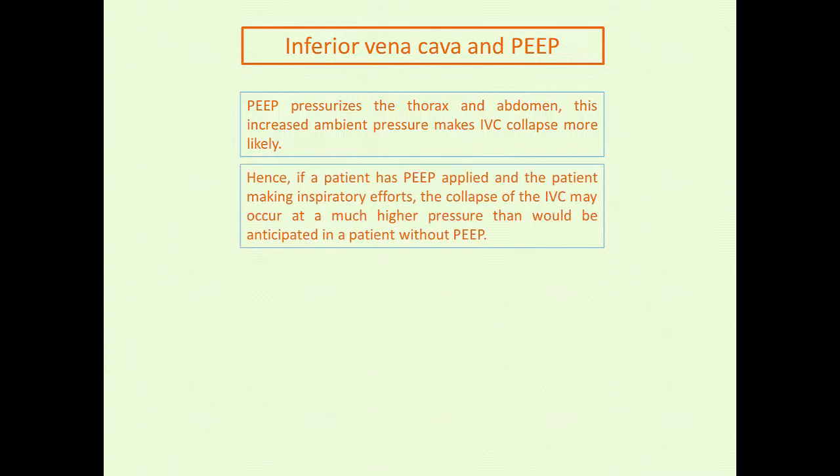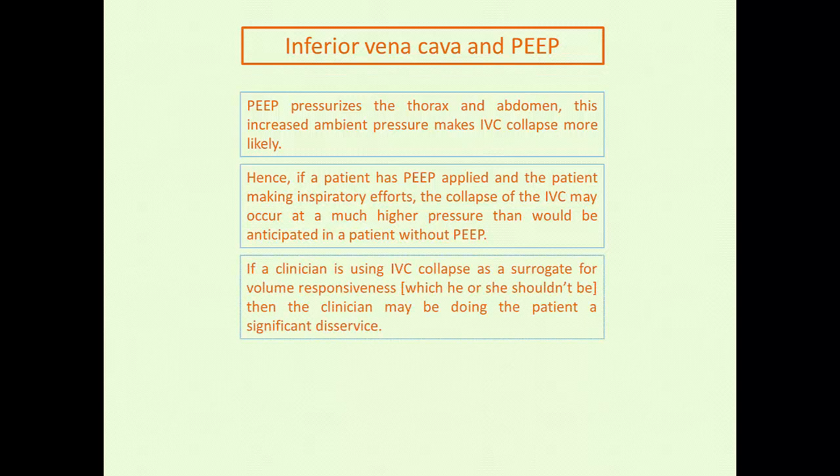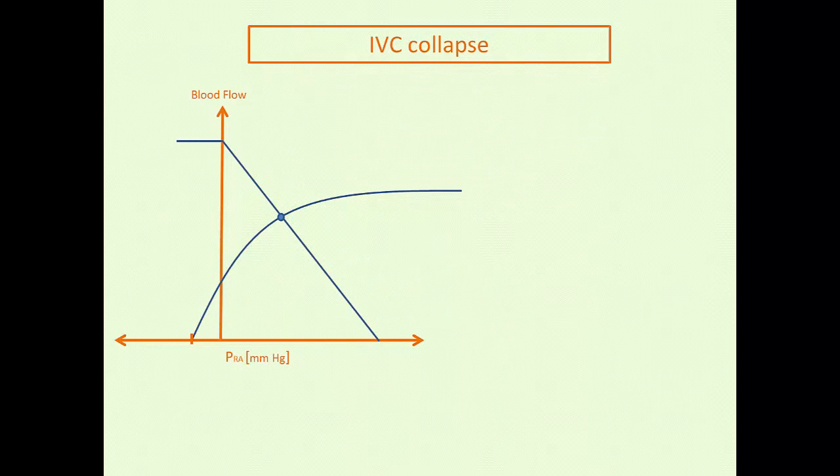And this increased ambient pressure makes IVC collapse more likely. So if the patient has PEEP applied and the patient is making inspiratory efforts, the collapse of the IVC may occur at a much higher pressure than would be anticipated in a patient without PEEP. So if the clinician is using IVC collapse as a surrogate for volume responsiveness, then the clinician may be doing the patient a significant disservice. So let's take a look at IVC collapse. Let's say this patient is volume non-responsive. If I increase their preload, you might get a little bit of increase in cardiac output, but not significant. So actually this is a patient I do not want to fluid load based on this initial physiologic state.